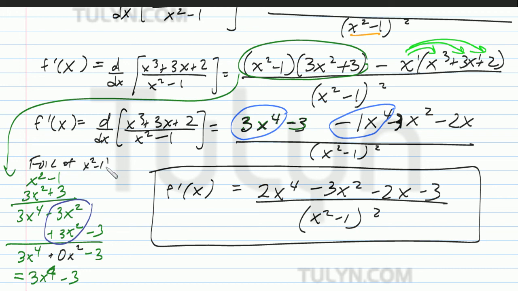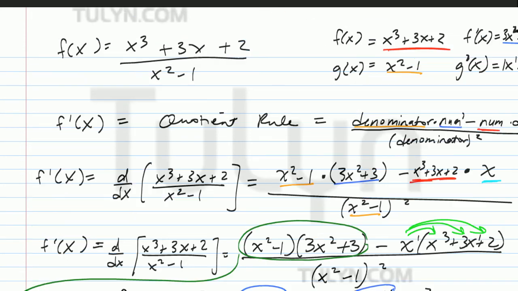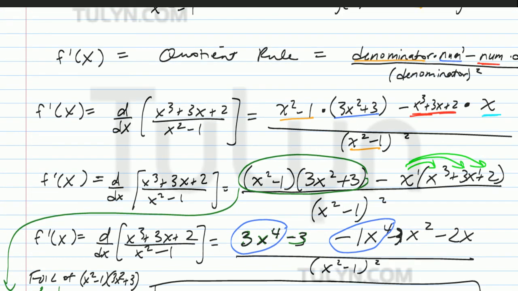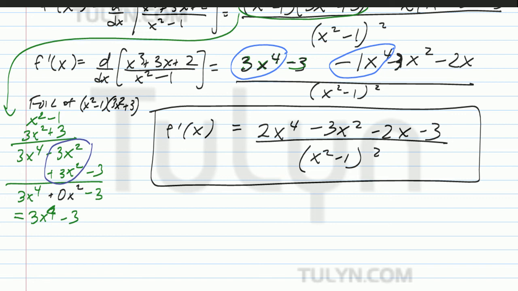So now, knowing that you are given the original function as a division problem, you have to always use the quotient rule and look at the relationship between your denominator and your numerator to go ahead and plug in the following.